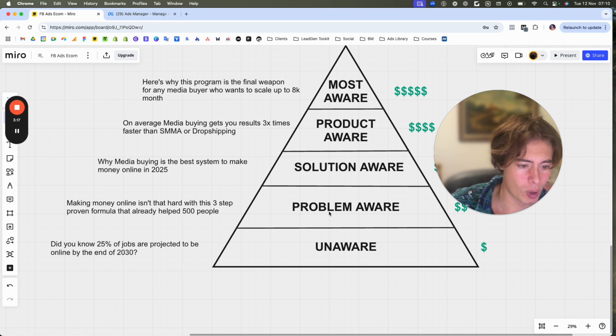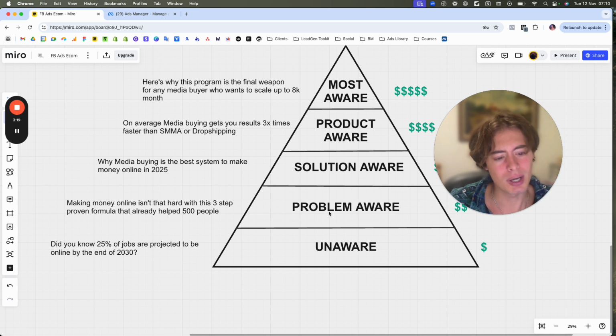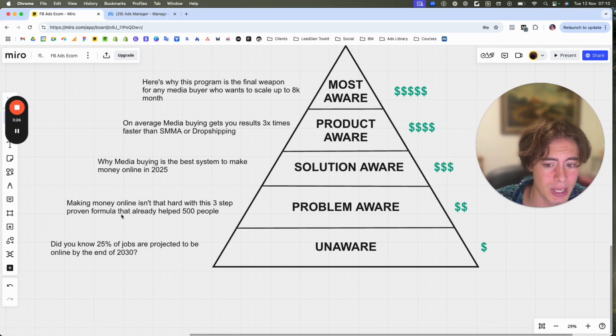Now, the problem aware market is a market that is aware they have a problem, but they are not really actively looking for a solution. An angle for them, for example, could be: making money online isn't that hard with these three steps, a proven formula that has already helped over 500 people.